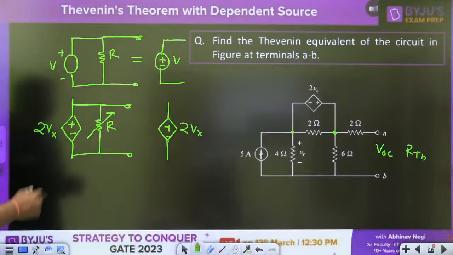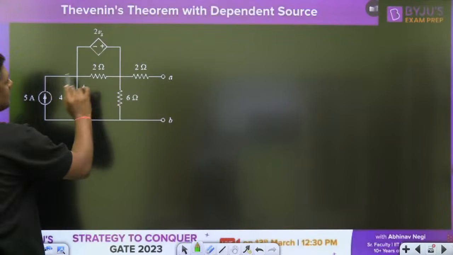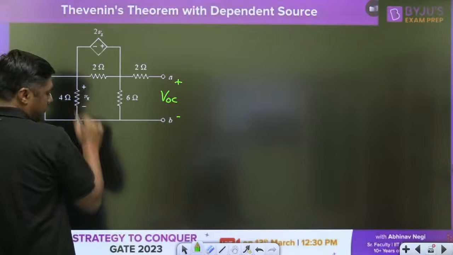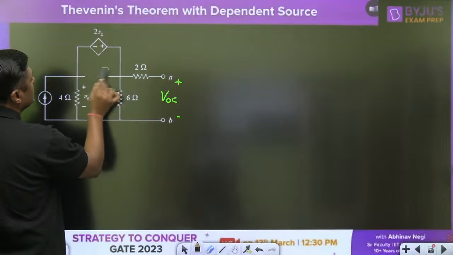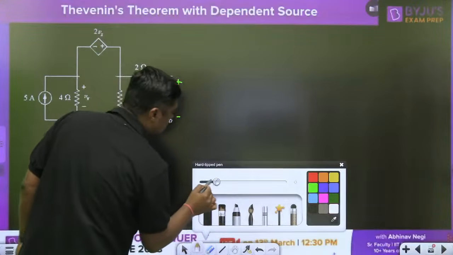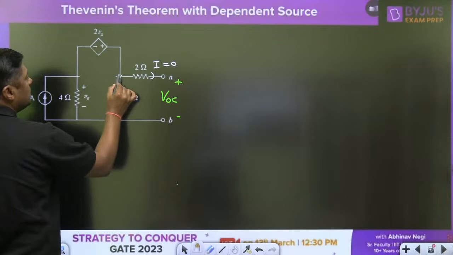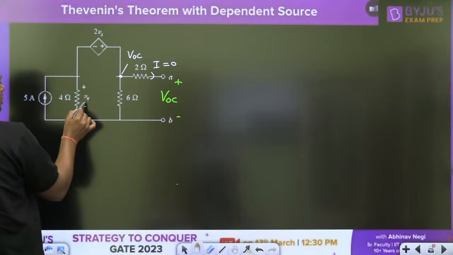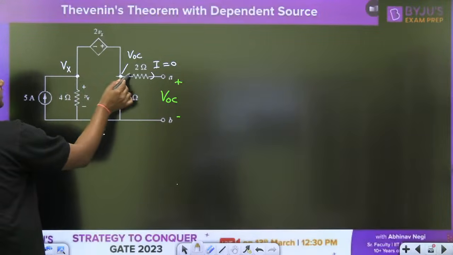Now, what will be the answer for this question? Simply, first of all, remove this 2 ohm resistor. If you want VOC, it is very simple. Once you remove this, open circuit means the current here is 0. At this point the voltage is VOC, and let this voltage be Vx here. We have two nodes with reference to ground, the voltage Vx here and the VOC.